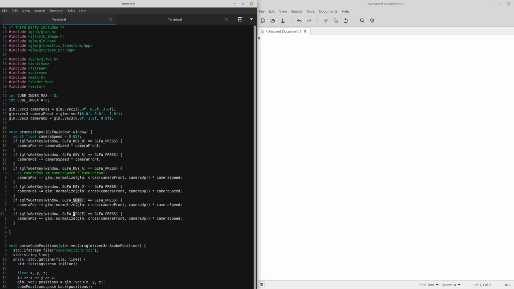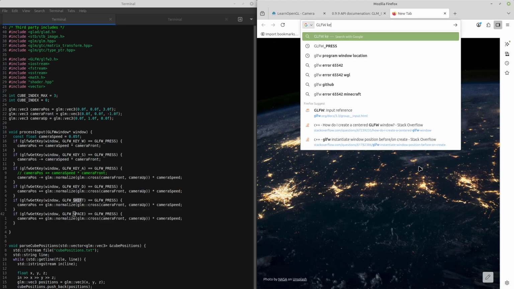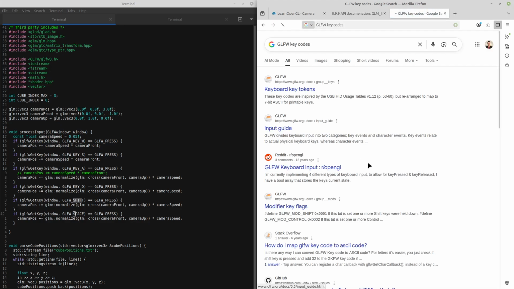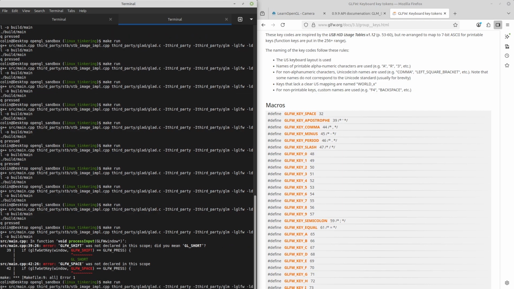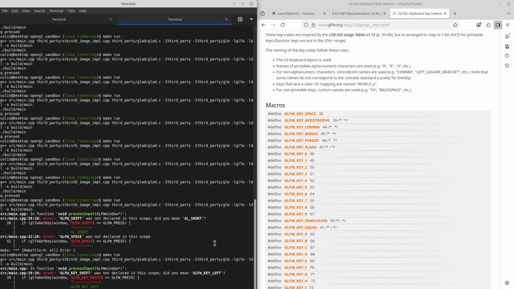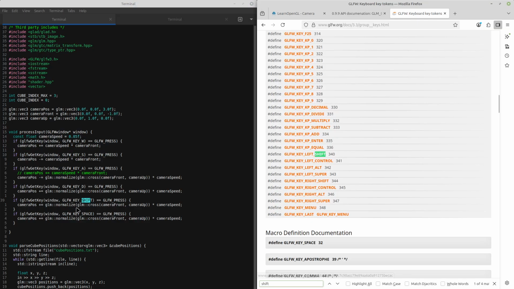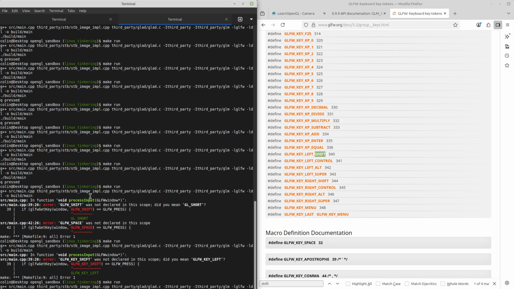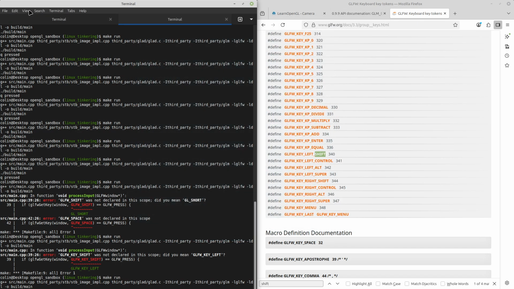GLFW space is not a thing. GLFW key codes, key space. Oh, duh. Shift may still not work, but we'll see. Left shift, yeah. So hitting shift here, yeah, okay, so those keys are actually bound to doing something cool.